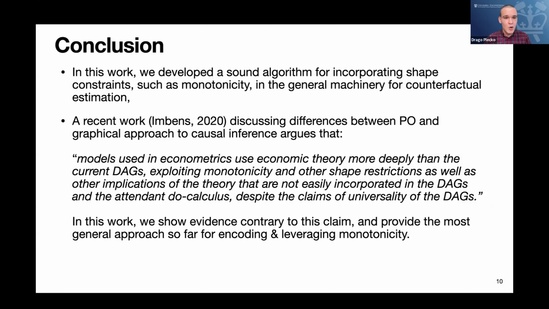I'm bringing a quote from Professor Imbens, who in his 2020 paper discusses differences between PO and graphical approaches to causality, and he argues that models used in econometrics use economic theory more deeply than the current DAGs, exploiting monotonicity and other shape restrictions, as well as other implications of the theory that are not easily incorporated in DAGs and the attendant do calculus, despite the claim of the universality of DAGs. In this work, we actually show evidence contrary to this claim. We can refute this claim based on our work, and we provide the most general approach so far for encoding and leveraging monotonicity, which is very nice.